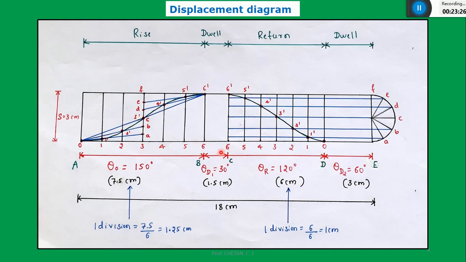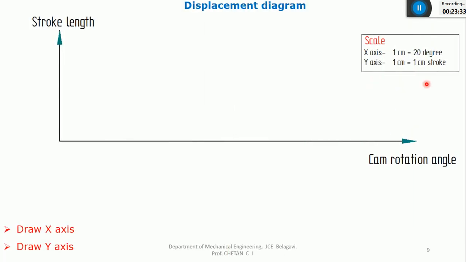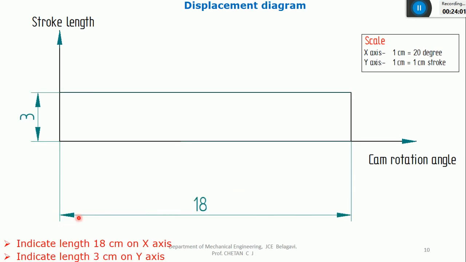I'll start with this displacement diagram. I want to construct all these things. Again, I'll take the scale as x-axis 1 centimeter equal to 20 degree, similar to the previous problem. Y-axis 1 centimeter equal to 1 centimeter stroke length. So along the x-axis, I'm going to plot the cam rotation angle, the angular displacement of the cam. Since the total angle covered by the cam is 360, it means 360 by 20, I'll get an 18 centimeter line.